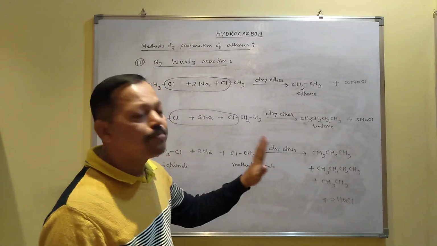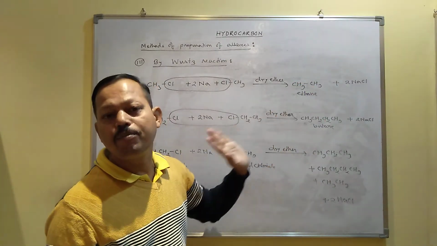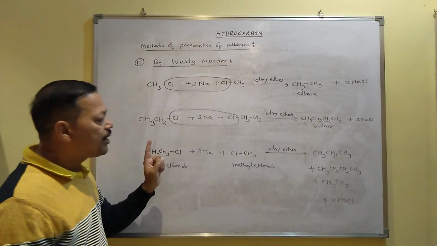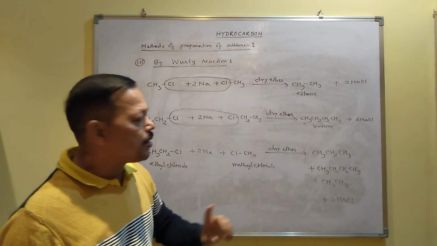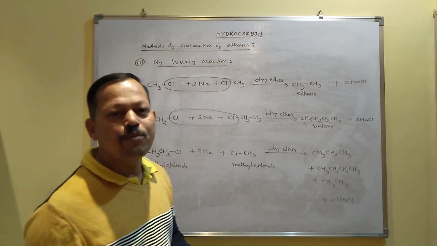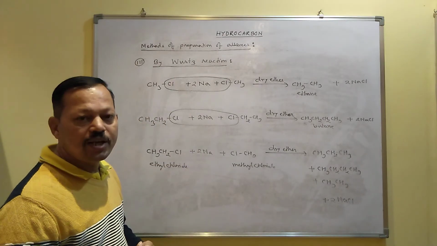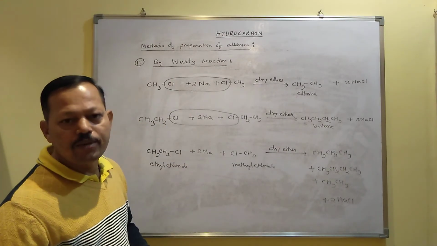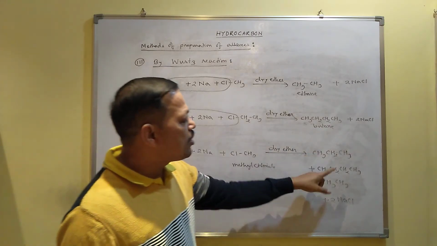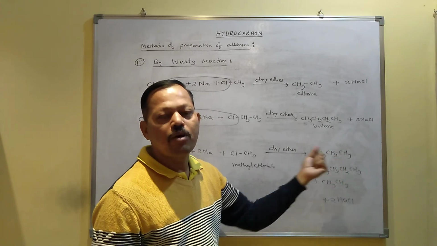And that is why this method is suitable for preparing those alkanes which contain an even number of carbon atoms. So those alkanes which contain an odd number of carbons like propane, or pentane which contains 5 carbons, if you want to prepare them by applying this Wurtz reaction method, then it is not suitable, because you will get a mixture of alkanes, and from a mixture it is very difficult to isolate one particular alkane.